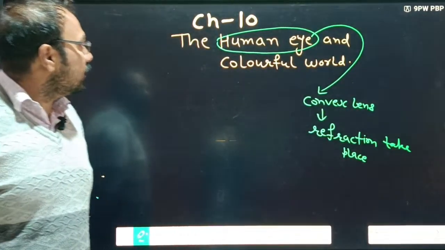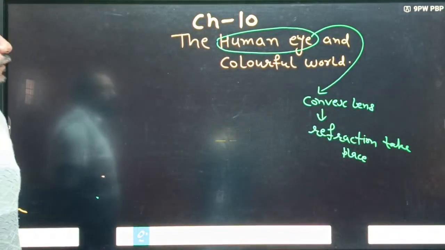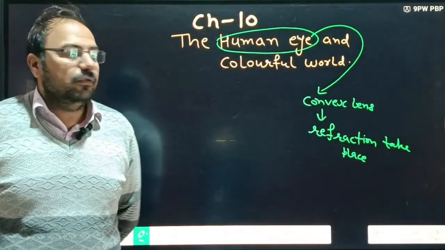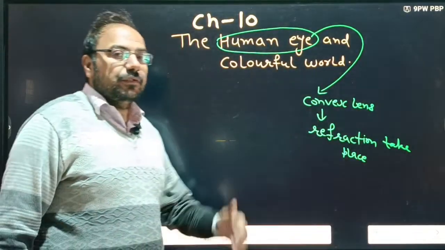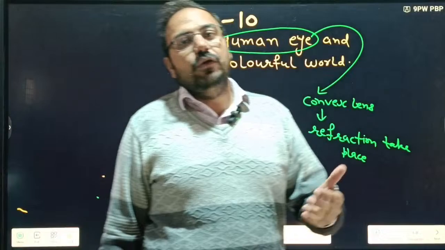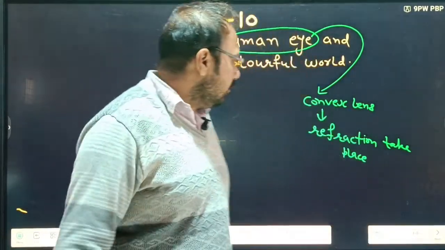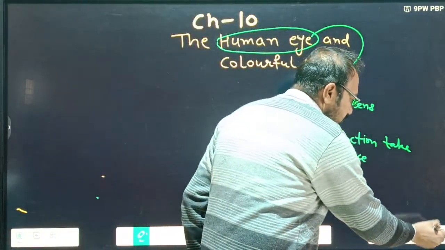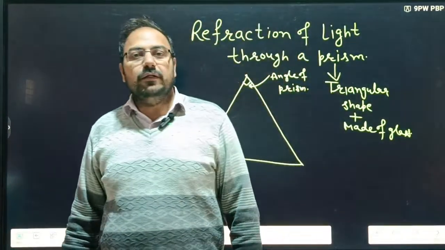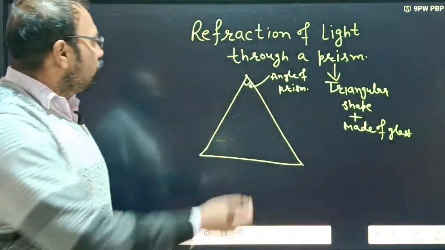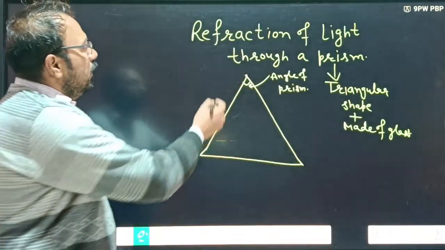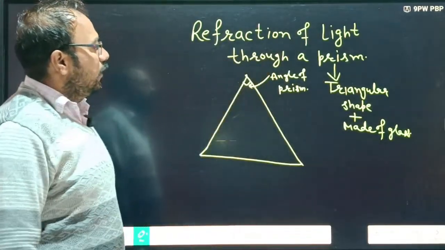So in the previous class, we studied the human eye and the colorful world. Basically, we studied refraction of light through a glass prism and refraction through lenses. So, first topic: refraction of light through a glass prism.